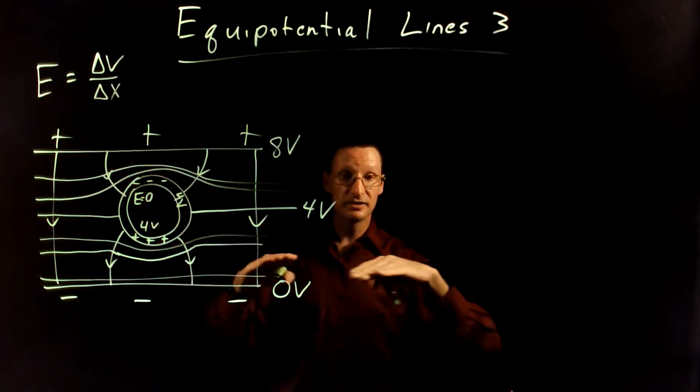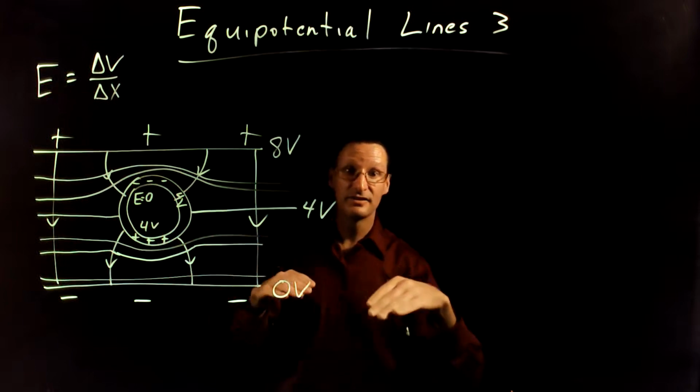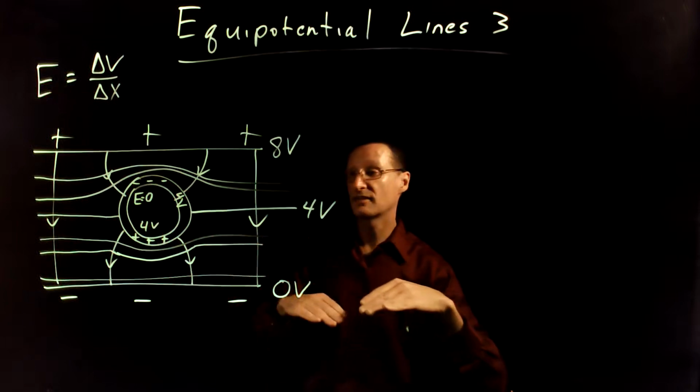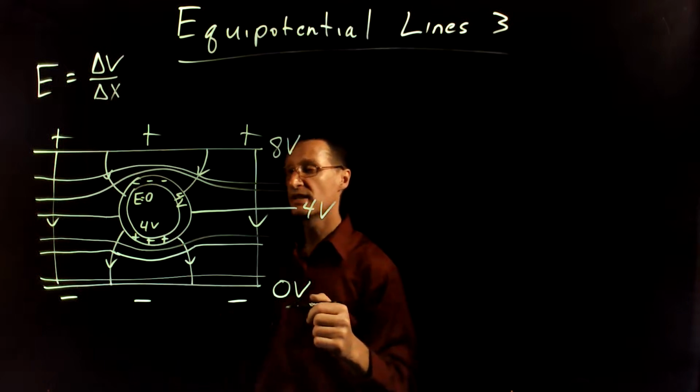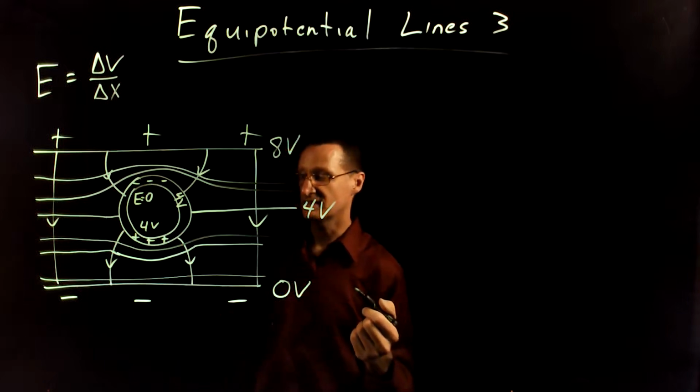It's an equipotential surface. It's flat. There's no gradient. There's no change in the potential. There's no downhill to speak of. And so, yes, that does make sense.